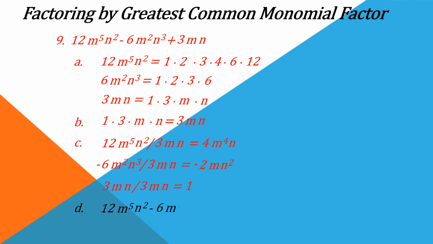12m to the fifth n squared minus 6m squared n cubed plus 3mn is equal to 3mn multiplied by 4m to the fourth n minus 2mn squared plus 1. That is our final answer.